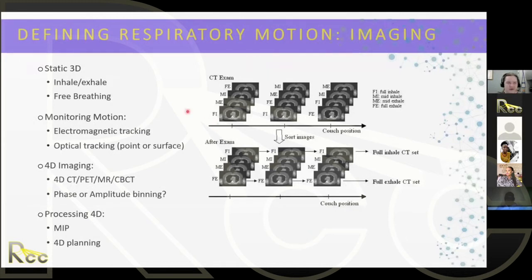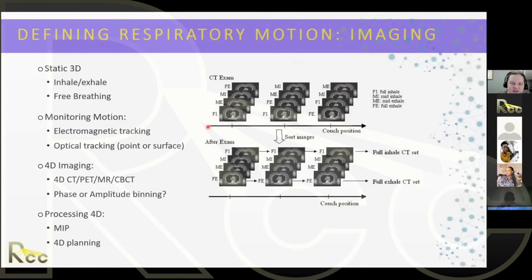So what do you do with that? In our static 3D CT simulations, we usually have free breathing, or we have inhale or exhale breath hold, but that doesn't give us any information on the motion. So if you have a way to monitor the motion, you can actually do the following. This picture shows you what happens during the CT exam, and these are 3 couch positions. You're taking repeat images at each position, and ideally you'll get a couple different phases at each couch position. I put down just 3 here: full inhale, mid exhale, and full exhale. And you get all these images that are mixed together in different orders depending on how the patient breathes when you image at that certain couch position.